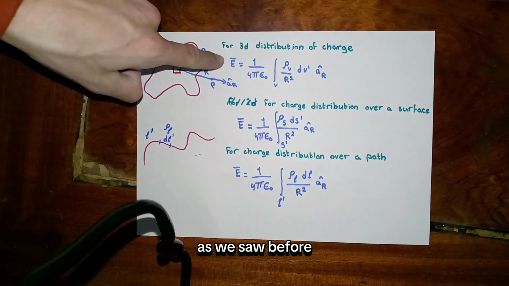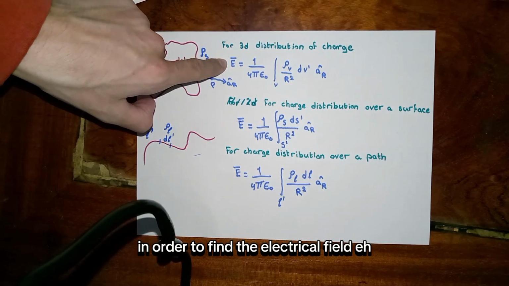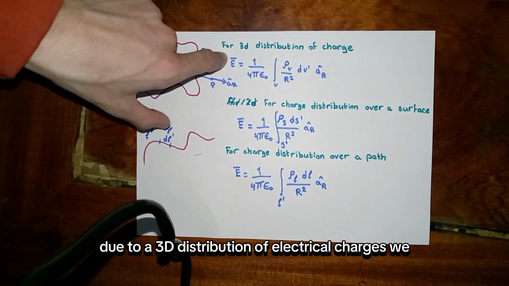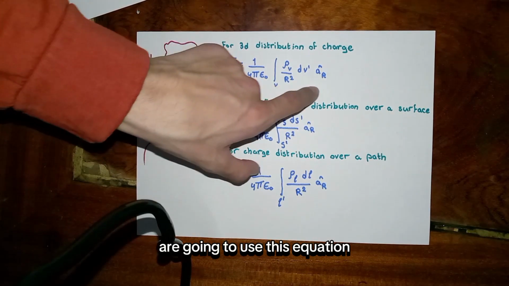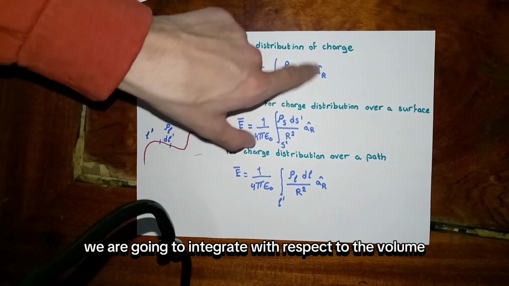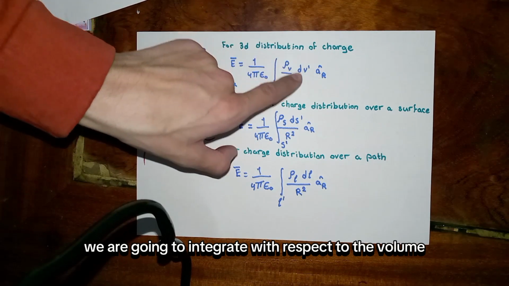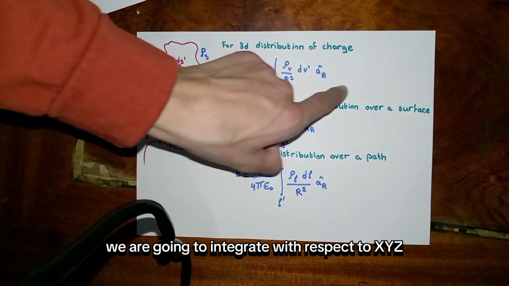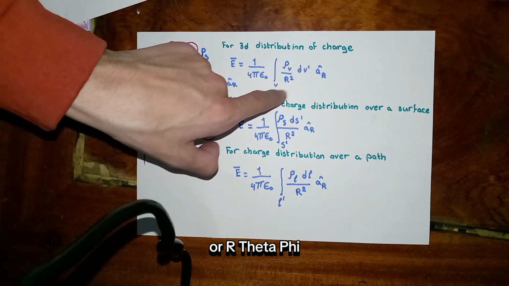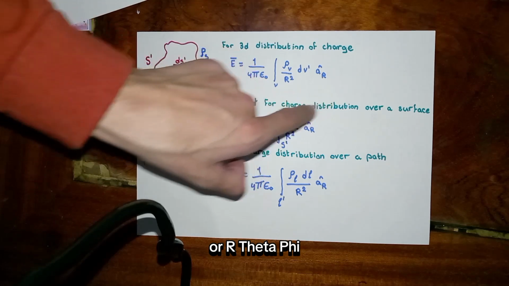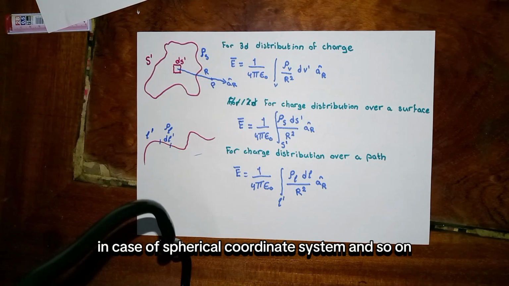as we saw before. In order to find the electrical field due to a 3D distribution of electrical charges, we are going to use this equation. We are going to integrate with respect to the volume. We are going to integrate with respect to x, y, z in case of a Cartesian coordinate system, or r, theta, phi in case of a spherical coordinate system, and so on.